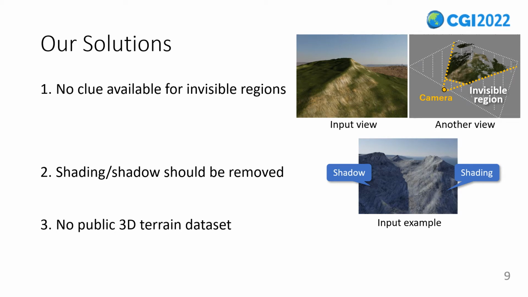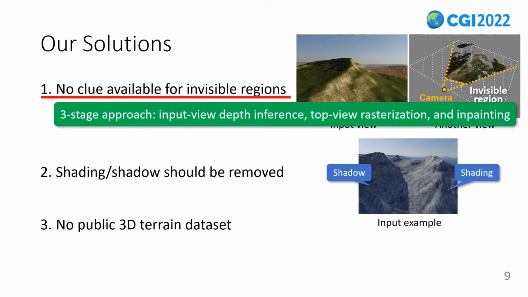Our solutions are as follows. First, to exploit the information of visible regions in the input image, we employ a three-stage approach. We first apply monocular depth inference from the input view because pixel-aligned inference yields accurate values. We then triangulate the inferred depth map and rasterize the triangular mesh from the top view. Finally, we inpaint the missing regions that are invisible from the input view.